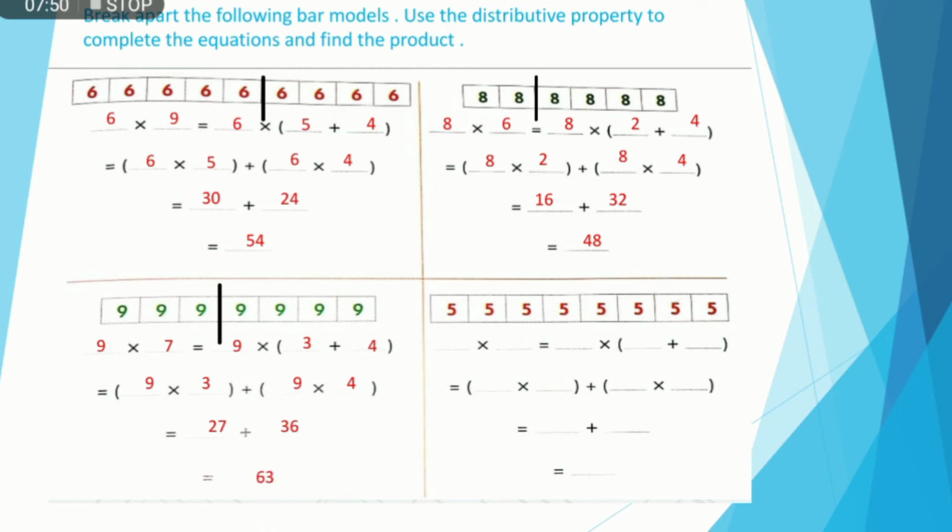6 plus 7 equals 13. Write 3 and carry up 1. The 3 will be 4. 4 plus 2 equals 6.